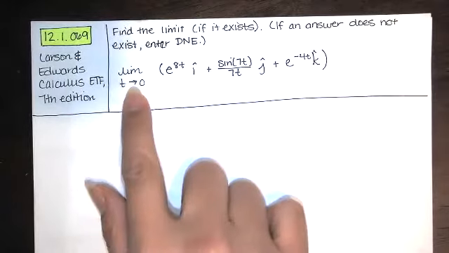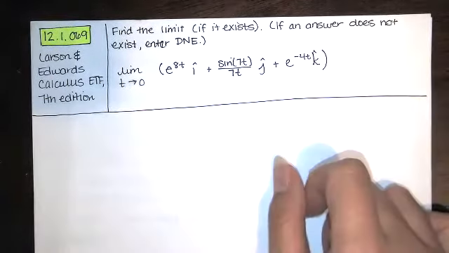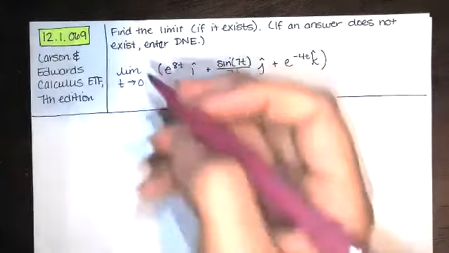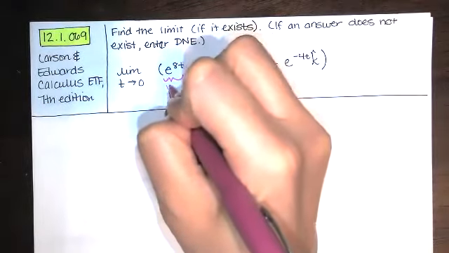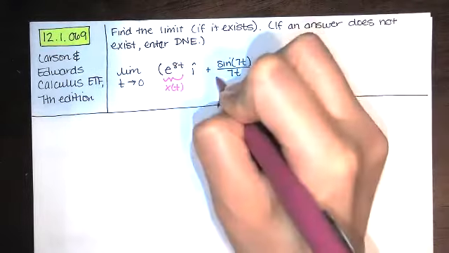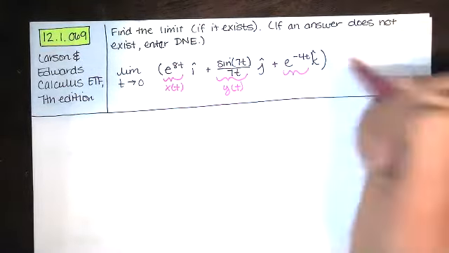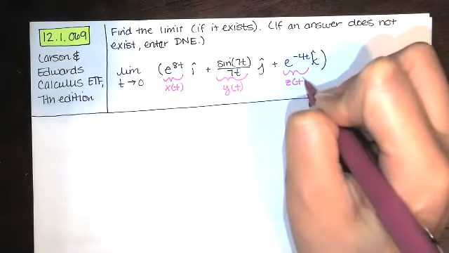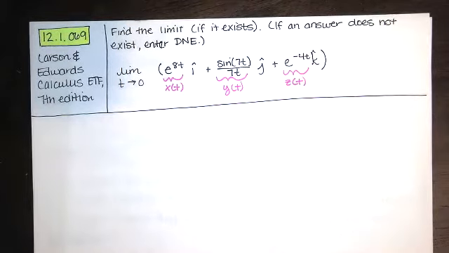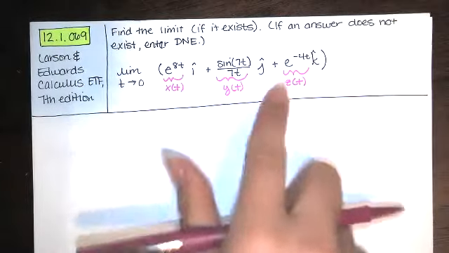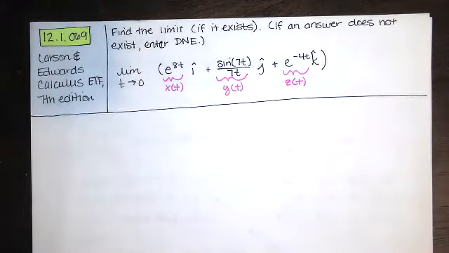We have the limit as t approaches 0 of this vector valued function. Remember, the function multiplying i hat is x of t. The function multiplying j hat is y of t. And the function multiplying k hat is z of t. Evaluating limits of these is pretty simple. All you have to do is take the limit of each component separately.